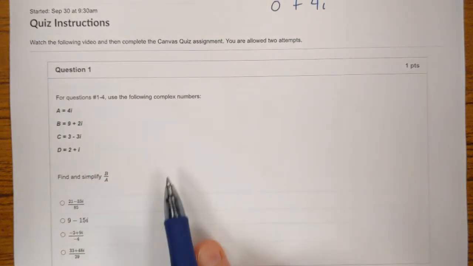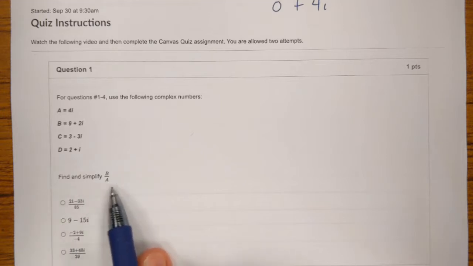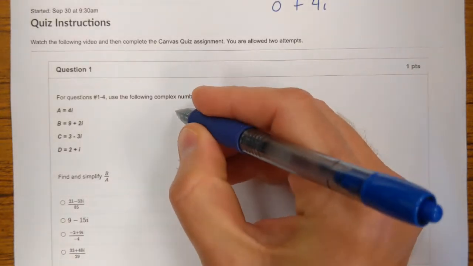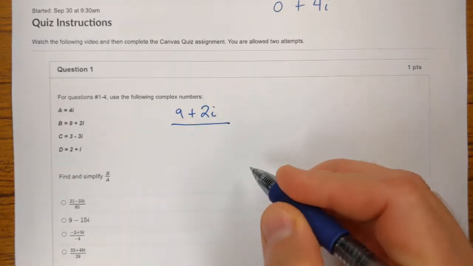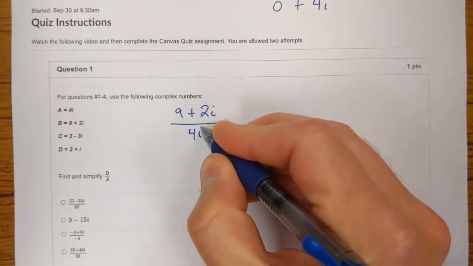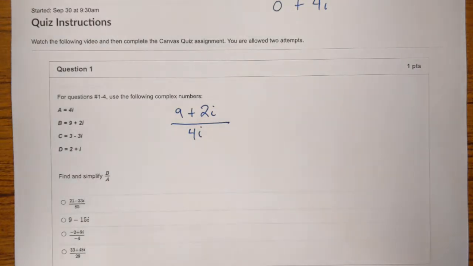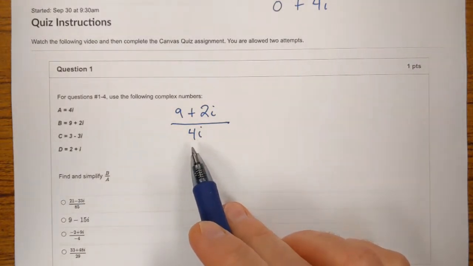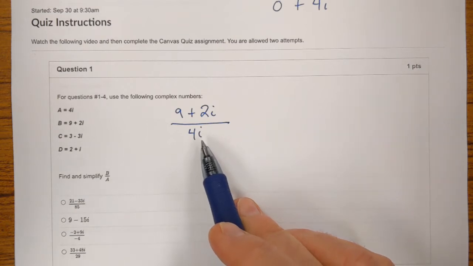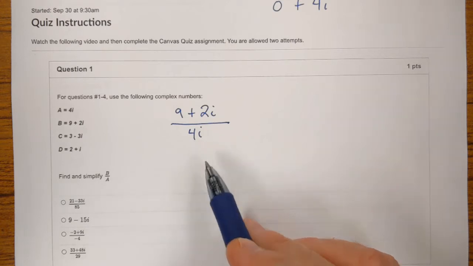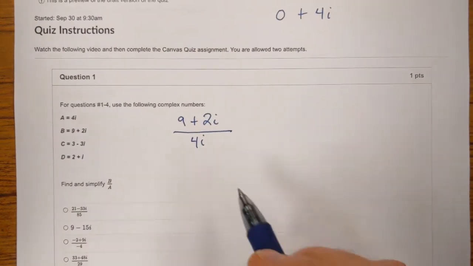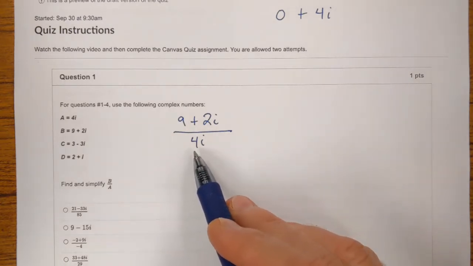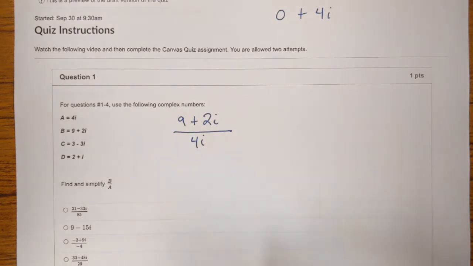So here we're asked to divide these complex numbers. Question 1 says find and simplify b over a. So how do we do 9 plus 2i divided by 4i? Well, there's an unwritten rule in algebra that you're never supposed to leave an imaginary i on the bottom of a fraction. So this 4i is considered unacceptable. I'll be honest, I don't really know exactly why that is. I'm sure there's a great reason, but for now, just take my word on it. We're not supposed to leave an i on the bottom of a fraction.